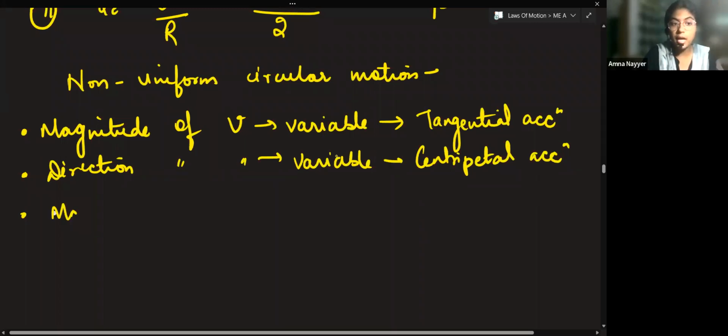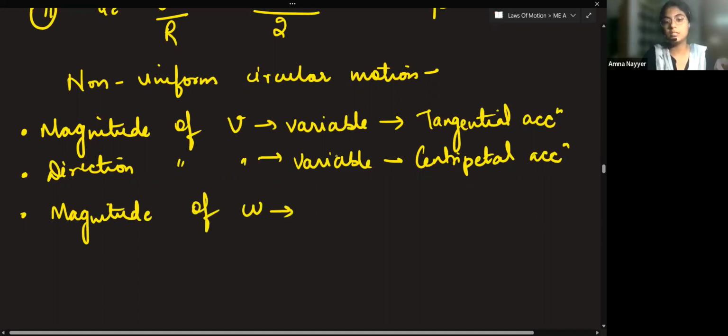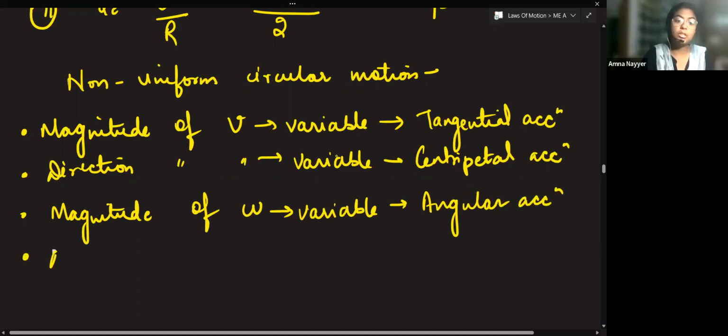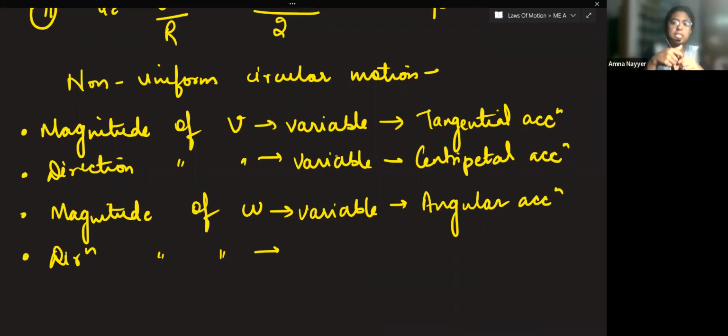Now, what if the magnitude of angular velocity changes? This is variable in case of non-uniform circular motion. Now what will arise is angular acceleration. Regarding the direction of angular velocity, this is always pointing along the axis of rotation. So whether it's uniform or non-uniform, its direction is along the axis of rotation only. So this quantity will only be constant. If velocity is constant, there will be no acceleration because of this component.